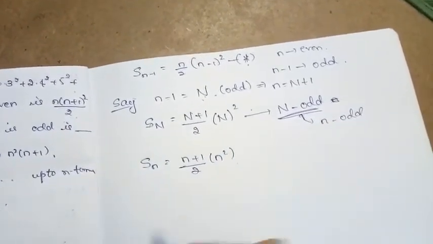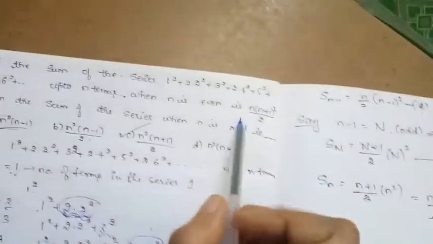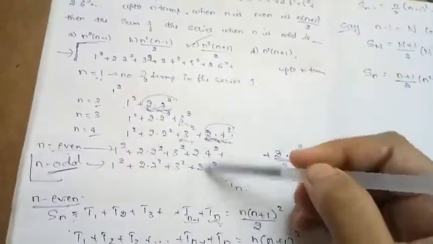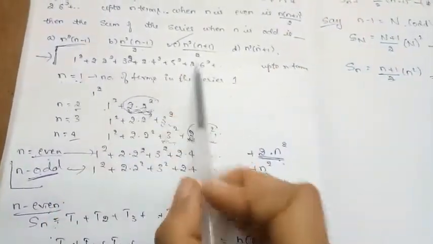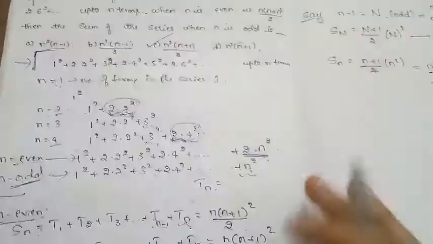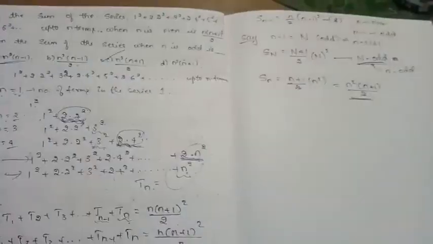which is nothing but n square, n plus 1 by 2, which is our option third, n square, n plus 1 by 2. So this is the answer for the sum of this series when n is odd. This is how we have solved. So this initial part is only for your understanding purpose. By looking into the series itself, you can understand which is the nth term when n is odd and when n is even. So if you know this thing clearly, then doing this problem is just a piece of work.